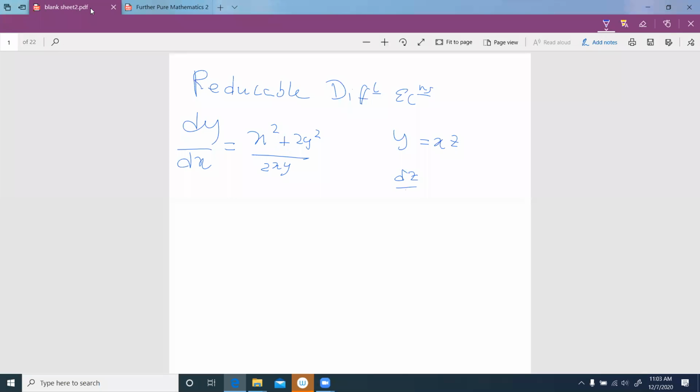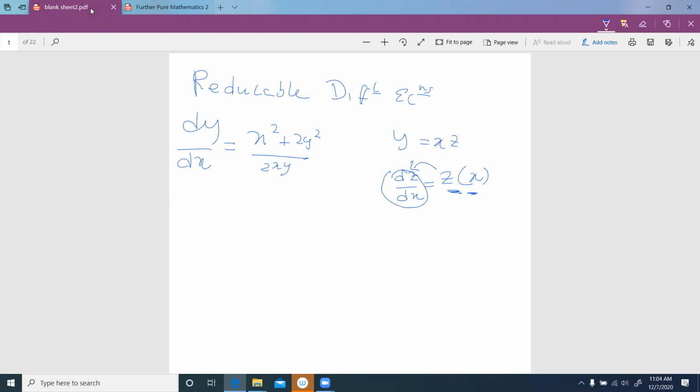dz by dx. That means this is an equation of z in terms of x. Then only you can get this dz by dx. That's a fact we have to understand. That means in this final replacement, we have to remove this y. The equation must be in terms of z and x. Again, what you need to do is replace this y, remove this y out of this equation.